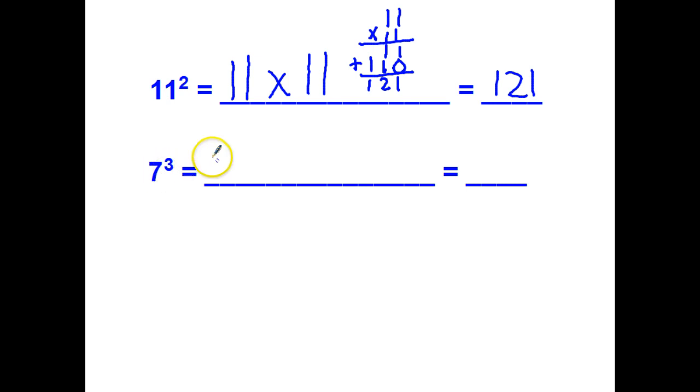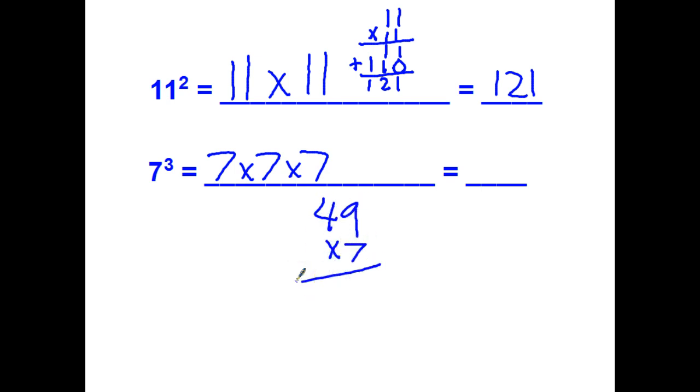7 to the 3rd, 7 times 7 times 7. So 7 times 7 is 49. 49 times 7, no, I don't have it memorized. 7 times 9 is 63. Carry my 6. 7 times 4, 28, plus 6 more, 34. So 7 cubed, 7 to the 3rd power, equals 343.